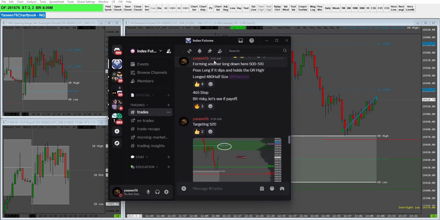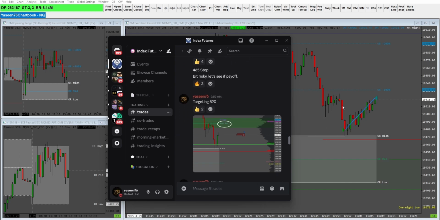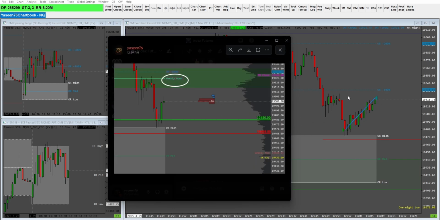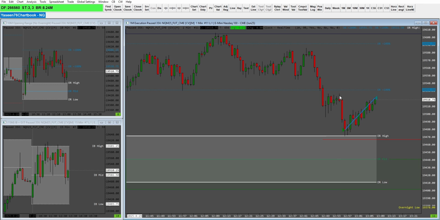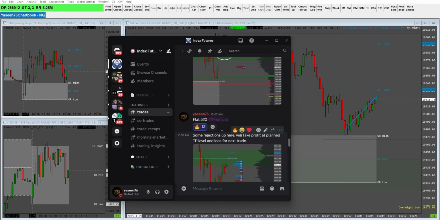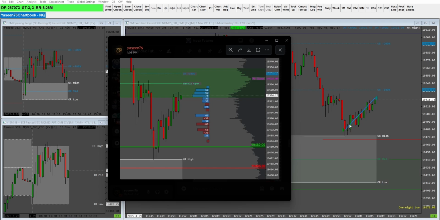forming another long down here, a 500 to 510, whatever. Possible long if it dips and holds the opening range high. I take a long at 480 with half size with a 465 stop. It's a bit risky because it was flushing a bit down, but it was worth a shot. And I'm targeting 520. So before it even goes there, I make a circle around where I'm targeting this resistance area right here, and I flatten at 520 where there were a few rejections.